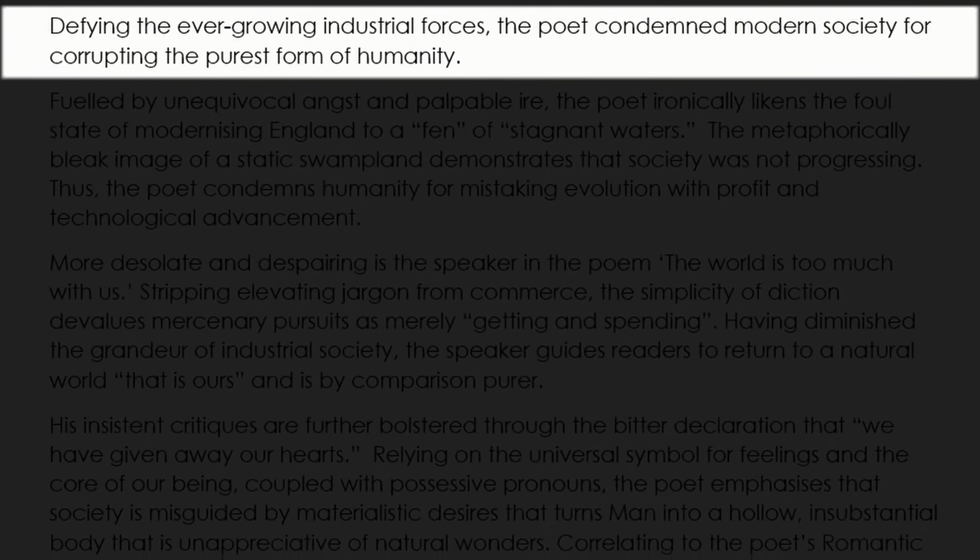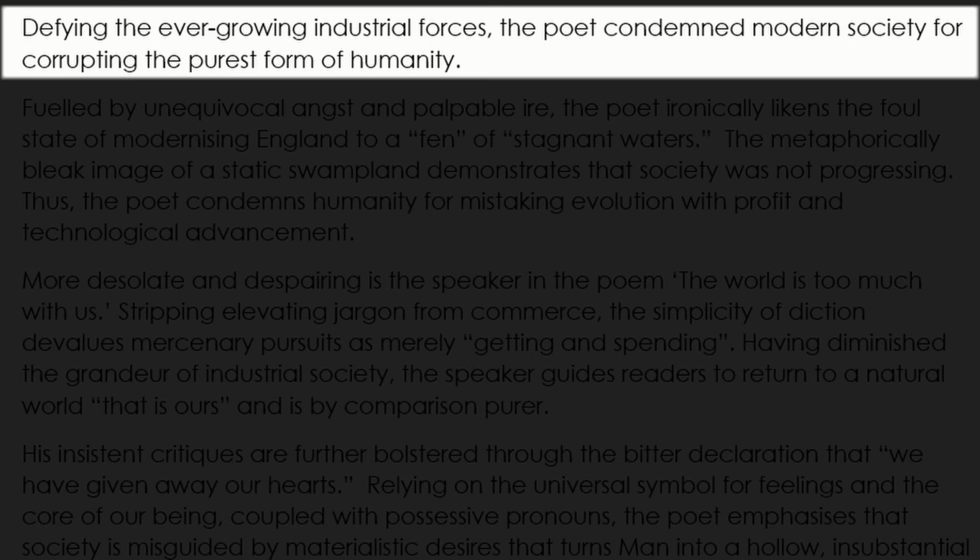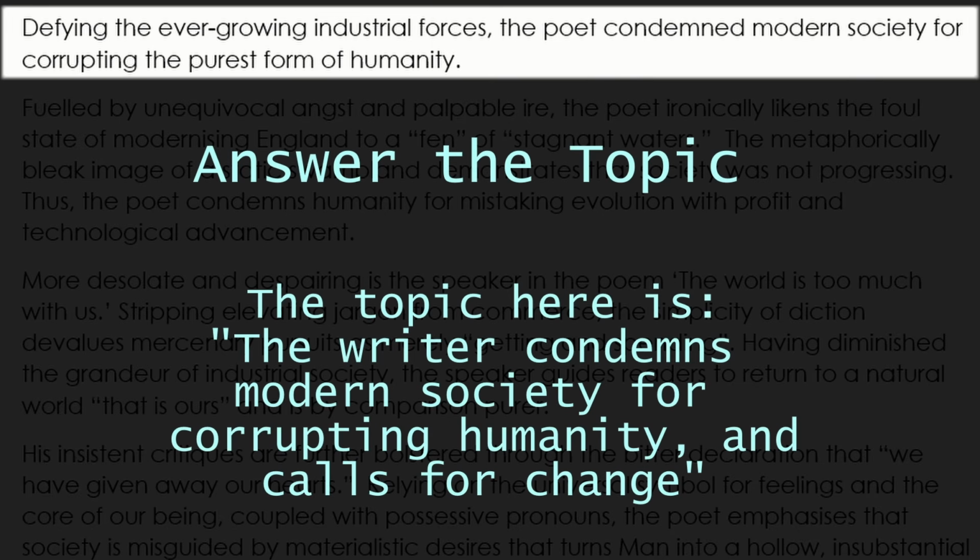Starting with the topic sentence. The most important thing is not how fancy it looks, but does it answer the topic or not? The best case scenario is where you should be able to take the topic sentences from all 3 paragraphs, and they should basically answer your essay question. So for example, this is my first topic sentence. This is basically about how the writer condemns modern society because he thinks that this corrupts humanity.